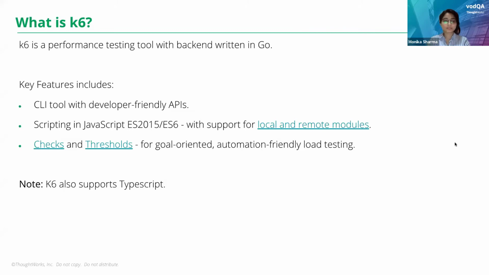K6 is a performance testing tool. To achieve maximum performance, the tool itself is written in Go, embedding a JavaScript runtime, allowing for easy test scripting. The key features include a CLI tool with a developer-friendly API. Another is scripting in JavaScript, so basic knowledge of JavaScript is required, a prerequisite in order to write tests in K6. Then we have checks and thresholds, which we are going to discuss in the coming slide. Apart from this, K6 also supports TypeScript, so we can also write the K6 test in TypeScript.